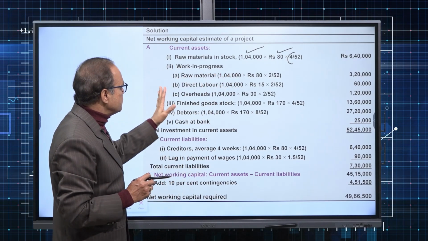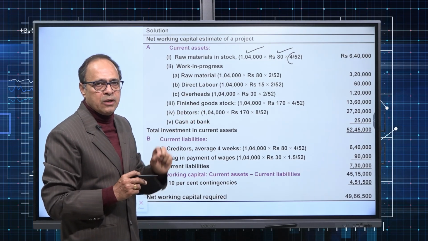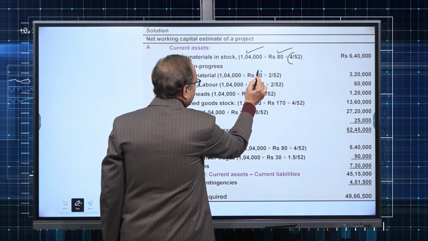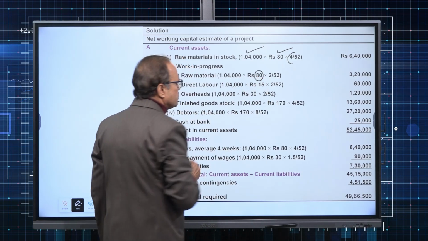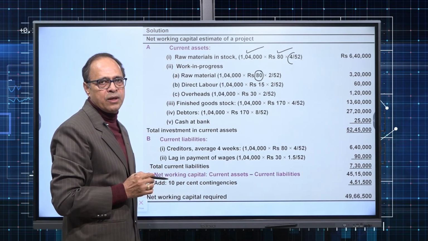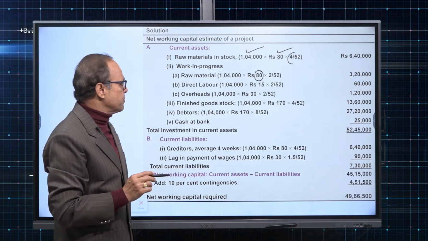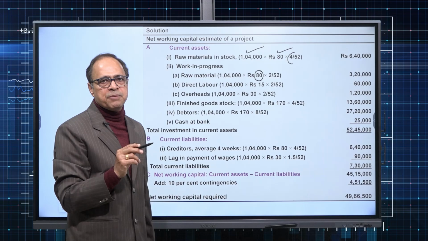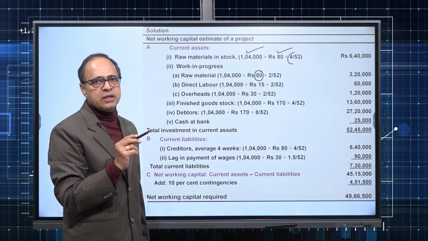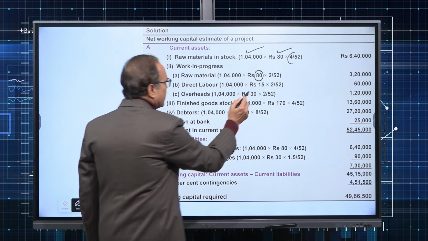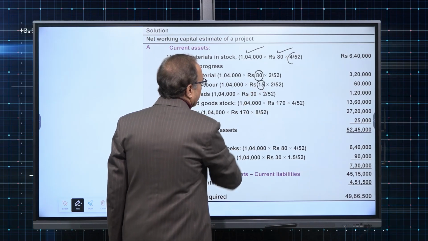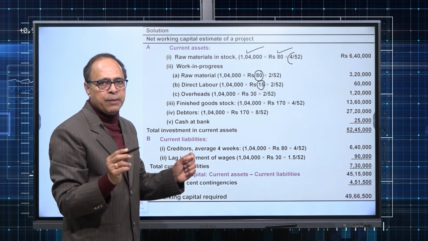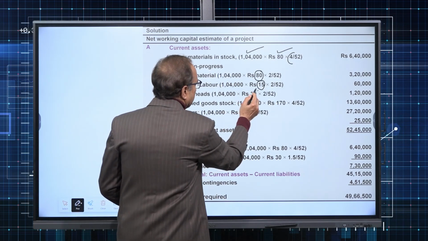Similarly, work in progress will have all the 3 components. Now you can see how these 3 components are given. Cost of raw material in each unit is 80 rupees. So we have kept 80 rupees because raw material will be 100%. And in the question it was specified labor will be 50%. So labor cost was given 30 rupees per unit. So we have taken 15. And overheads were cash overheads excluding depreciation were 60. So we have taken 30.